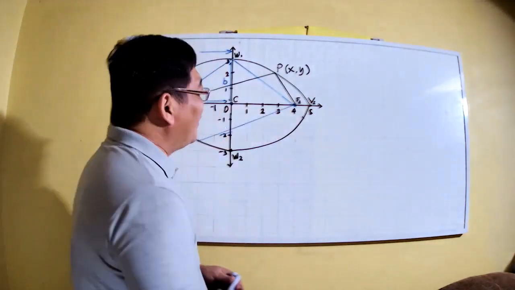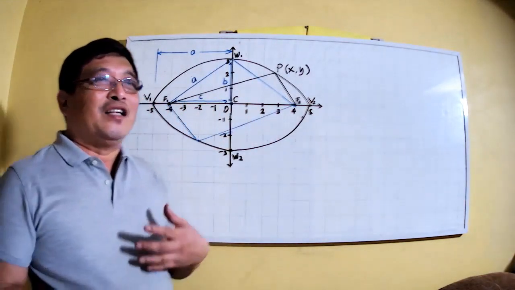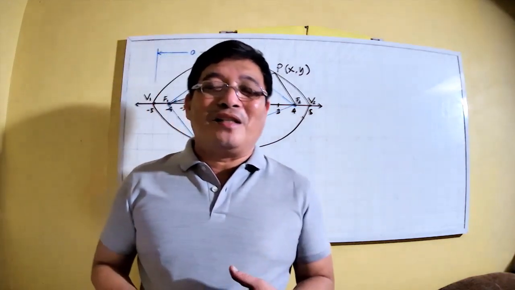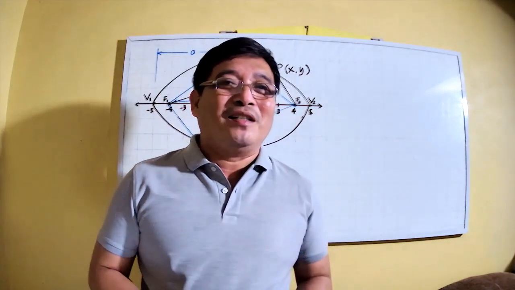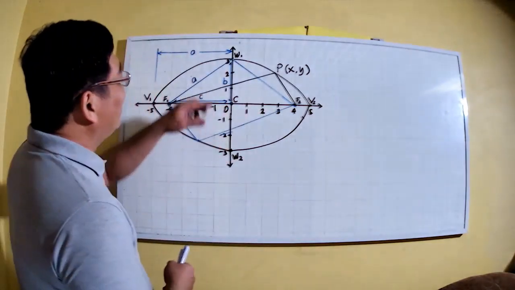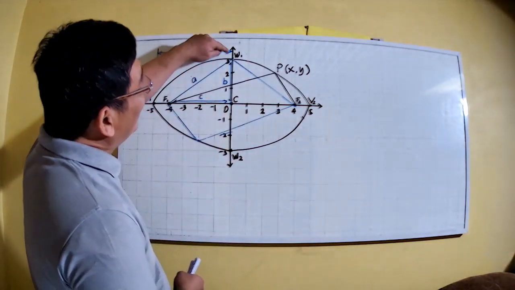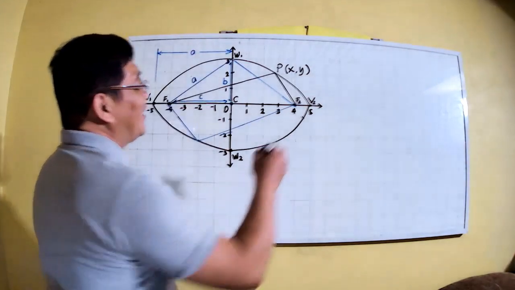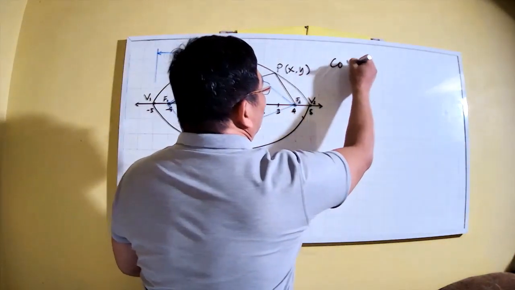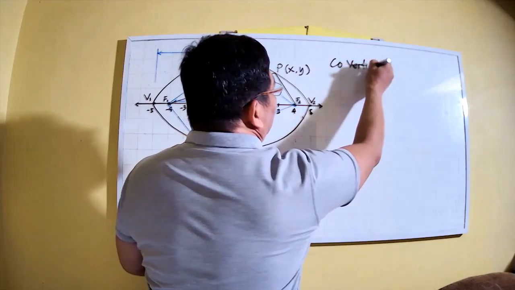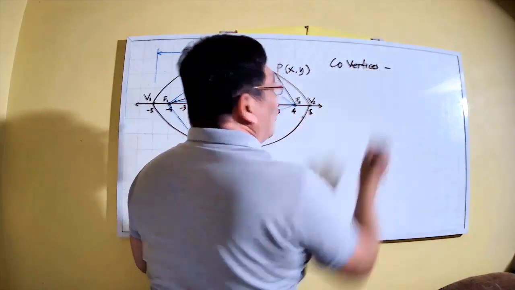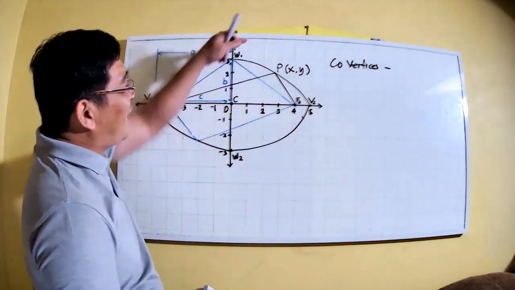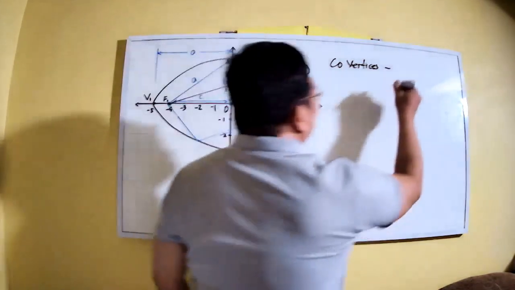Bago natin pag-aralan yung ellipse, yung lahat ng equations, kailangan alam muna natin yung bawat parts ng ellipse. Ano-ano ba yung mga parts? We have here on top of the graph, we have here W1. This is the co-vertices. Co-vertices kasi dalawa sila, isang W1 at saka isang W2.